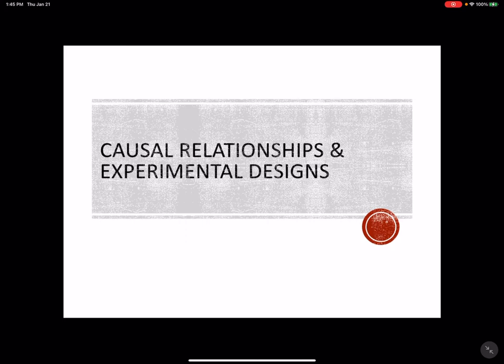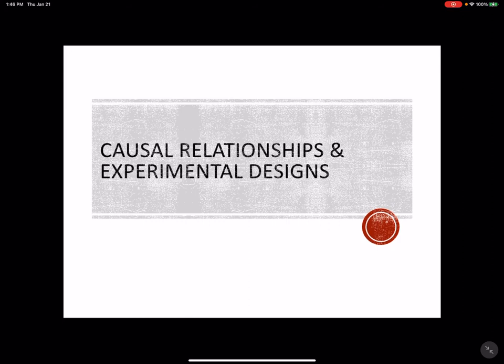So we've talked about correlational research, and another word for correlational research is non-experimental research. And we've established that the main characteristic of non-experimental research is that the variables are not manipulated by the experimenter. The experimenter just looks at how they occur in the natural world. We've also established that correlational research has high external validity.